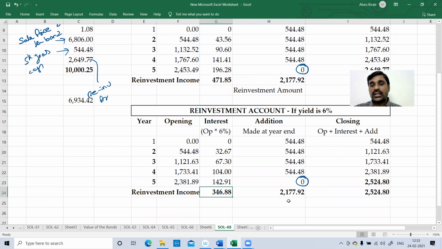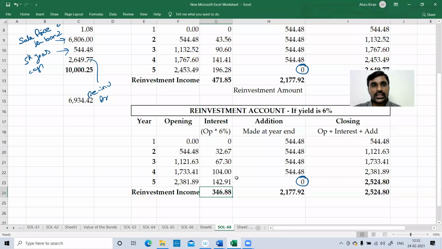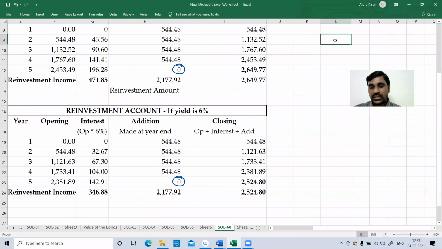This will be 346.88. Now total of these three, whether these three will become 10,000: 6,934. Look at this here. First 544.48, that will not change, the 5th year coupon.